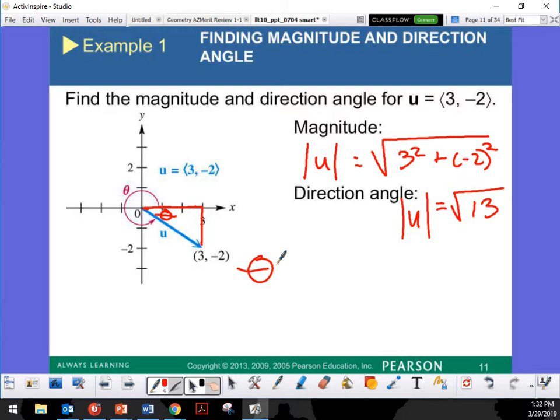Theta equals inverse tan of negative 2 over 3. I can't remember if this one actually gave the issue or the other one gives the issue, but I'll find out here in a second.